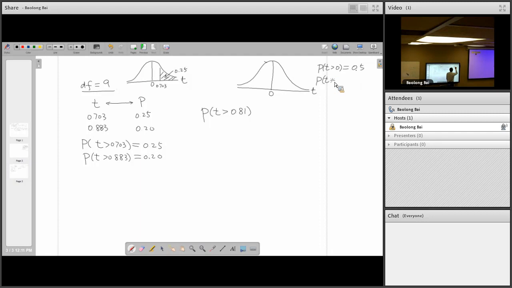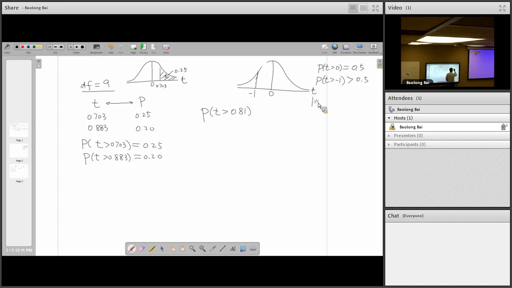Then consider the probability of t greater than -1 compared to 0.5. So -1 will be on the left-hand side, right? Greater than -1 will be to the right of -1, right? Compared to 0.5, which one's bigger? Obviously, from 0 to the right is 0.5. This will be more than that, right? So this will be greater than 0.5.